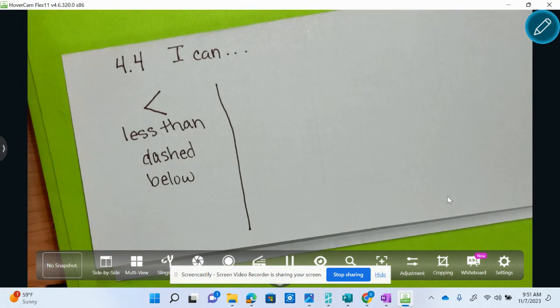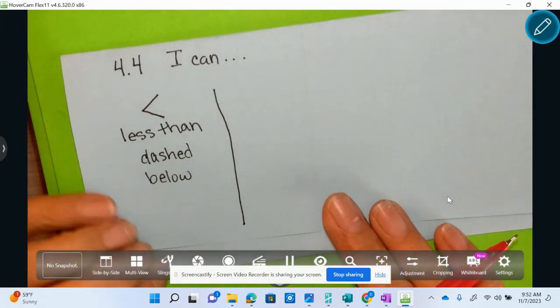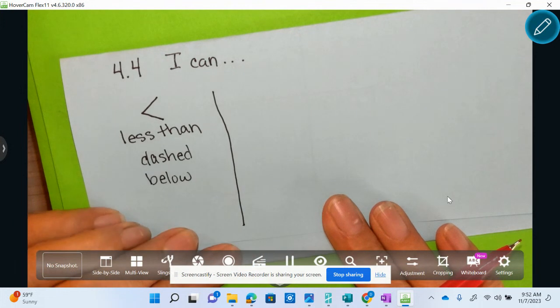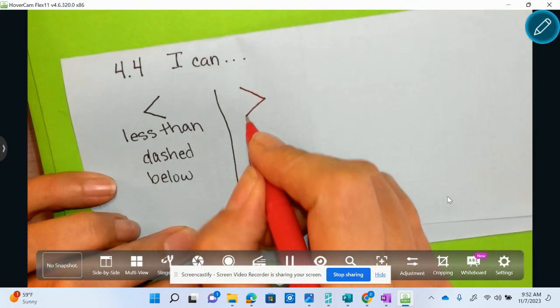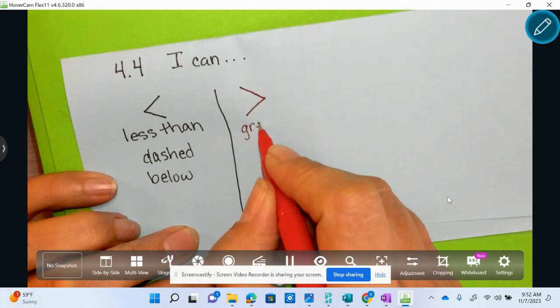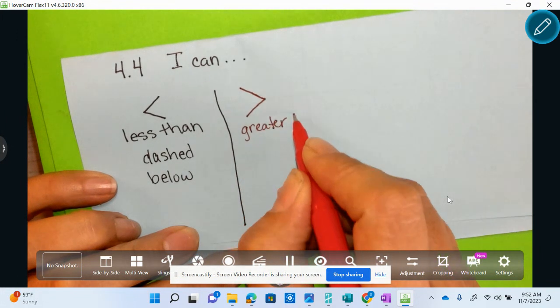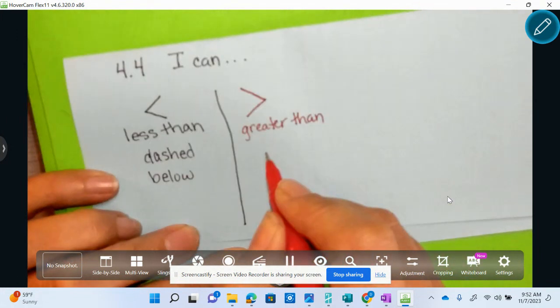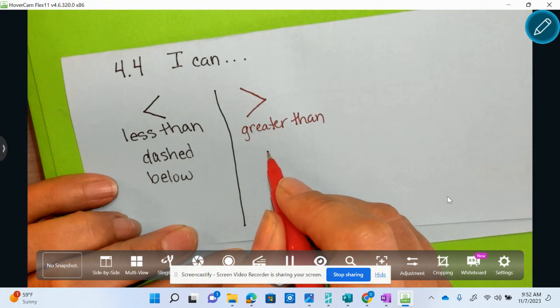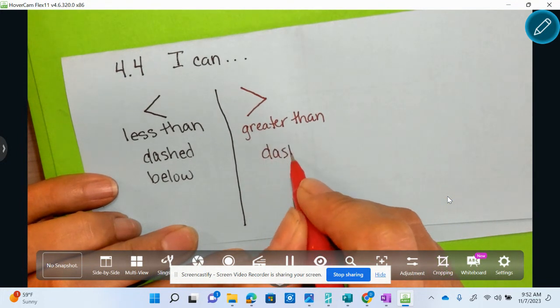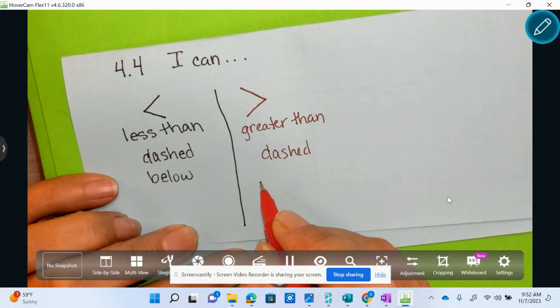Okay. What symbol do you want to do next? Greater than. Okay. So greater than looks like this. Greater than, going to have a solid or a dashed line. Shade above or below.